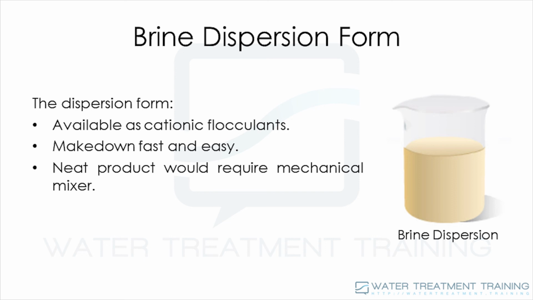Brine-based dispersions are available as cationic flocculants. The makedown for this form of flocculant is fast and easy. It only needs to be diluted with water. However, dispersions need to be mixed periodically in bulk storage to prevent separation and gelling of the product.